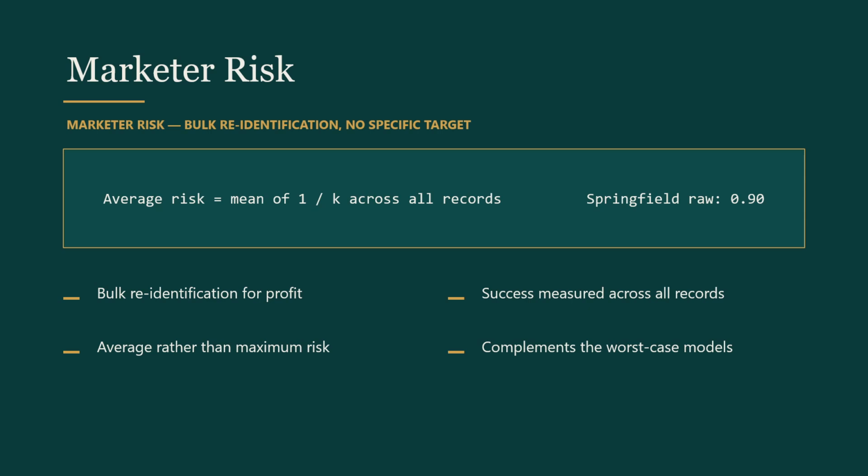Each record in a class of size k contributes a success probability of 1 over k, and you average those contributions over all records. Compute Springfield raw using the exact column you built 2 slides ago. 8 singletons contribute probability 1.0 each. The pair contributes 0.5 each. The average is 8 times 1.0 plus 2 times 0.5 divided by 10, which is 0.90.